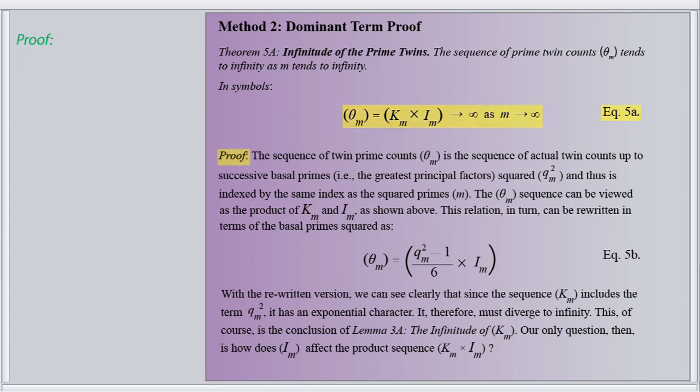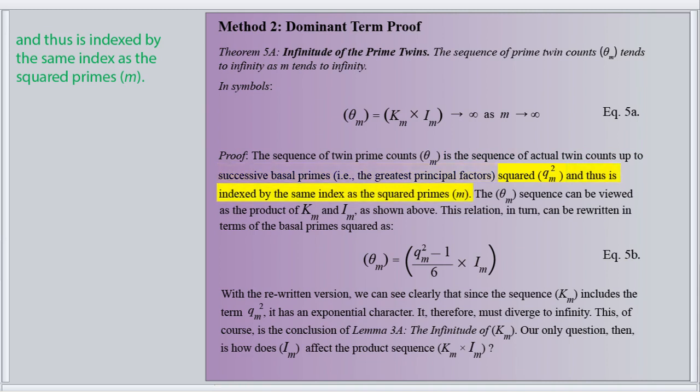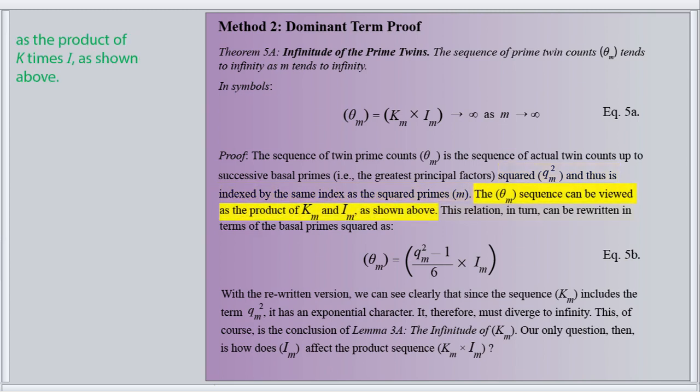Proof. The sequence of twin prime counts, theta sub m, is a sequence of actual twin counts up to successive basal primes, that is, the greatest principal factors squared, in other words, q sub m squared, and thus is indexed by the same index as the squared primes, m. The theta sequence can be viewed as the product of k times I as shown above. This relation in turn can be rewritten in terms of the basal prime squared as equation 5b. Theta sub m equals our formula.